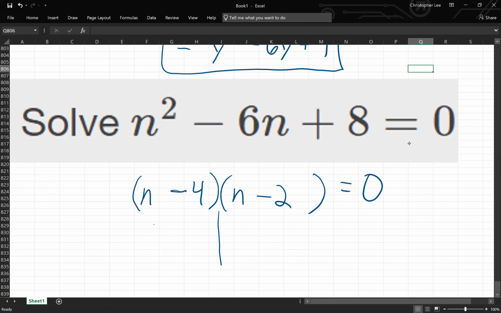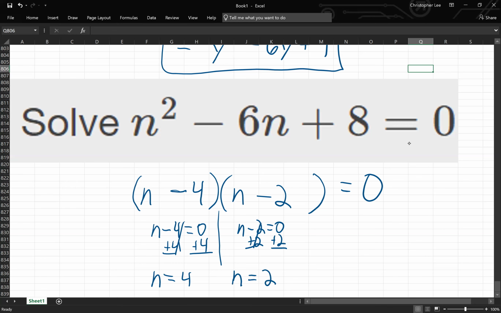Set both of these equal to 0. I have n minus 4 equals 0. I'm going to add 4 over here. What I do to one side, do to the other. So I have n is equal to 4. Last, I have n minus 2 equals 0. I'm going to add 2 over here. I do to one side, do to the other. So now I have n is equal to 2. And then boom, there goes our answers right there. Both of them, by the way. Questions on this? Anybody?